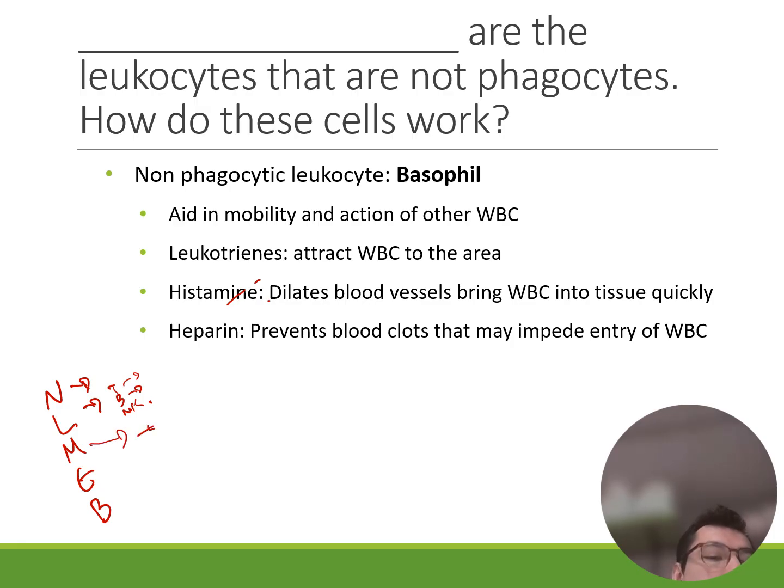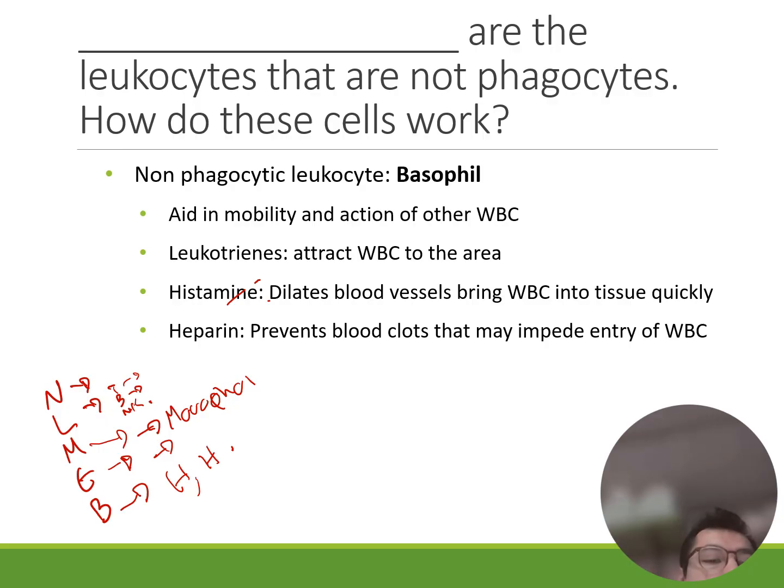Monocytes then develop into macrophages. Those are big phagocytic cells. Eosinophils also phagocytize, but they are macrophages. So they are phagocytizing smaller molecules related to immune response. Basophils do not have phagocytic capabilities, however, they do aid in a different way. They aid by releasing histamine and heparin.